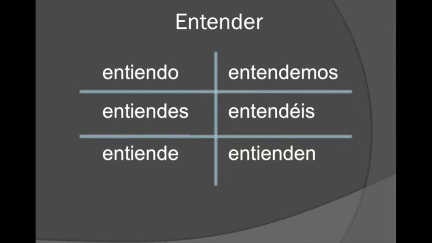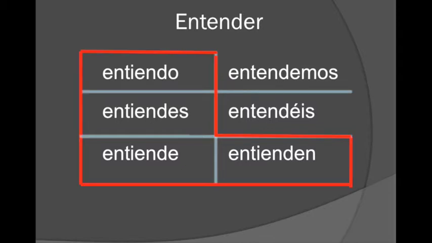Entender is another example of an E to IE stem changing verb. The central E in entender is going to change to an IE in the boot. So instead of entendo, it becomes entiendo, entiendes, entiende, entendemos, entendéis, and entienden, where outside of the boot the stem change does not happen, and inside the boot there's an E to IE stem change. Notice how we still just conjugate as normal for an ER verb, o, es, e, emos, éis, and en.